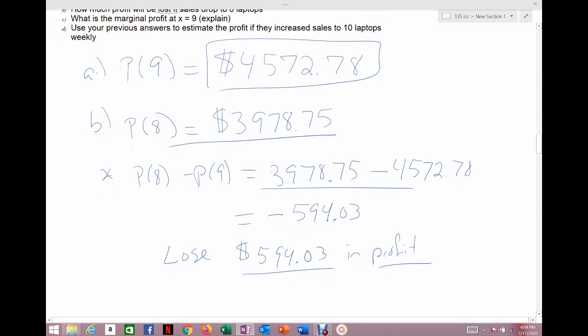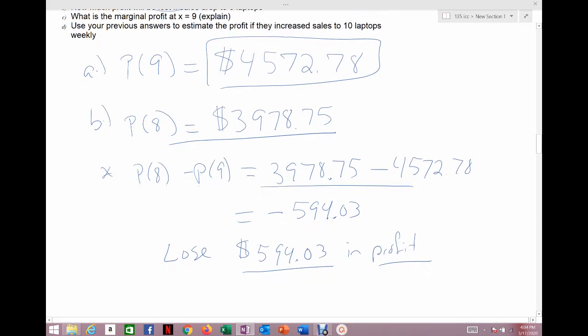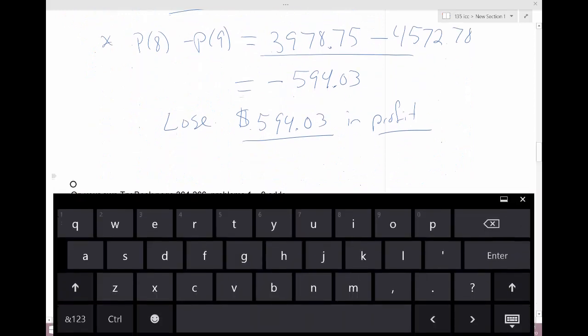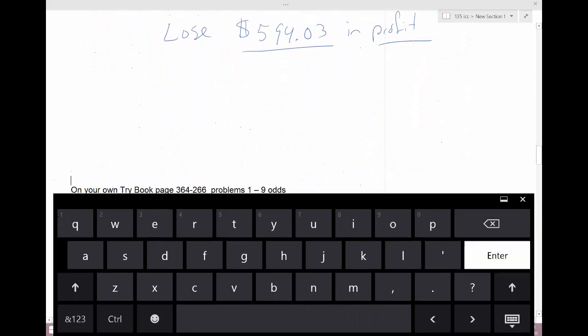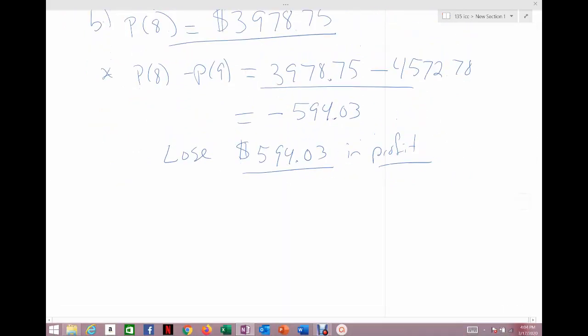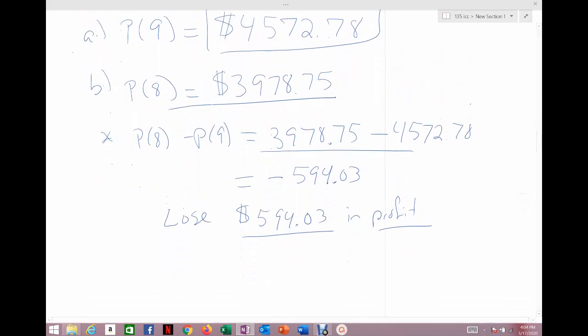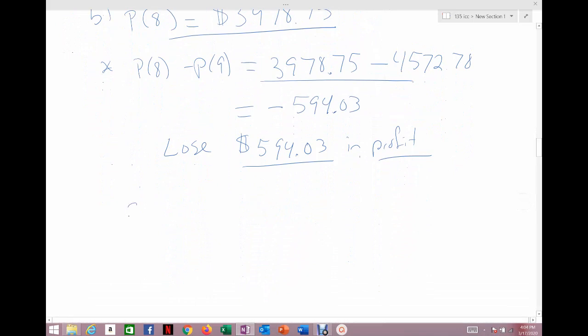All right, C. C is asking for the marginal profit function, the first marginal profit example. I give myself a little more space to work. We want to find the marginal profit at x equals 9, the current level of production, and then interpret. Explain what it means.